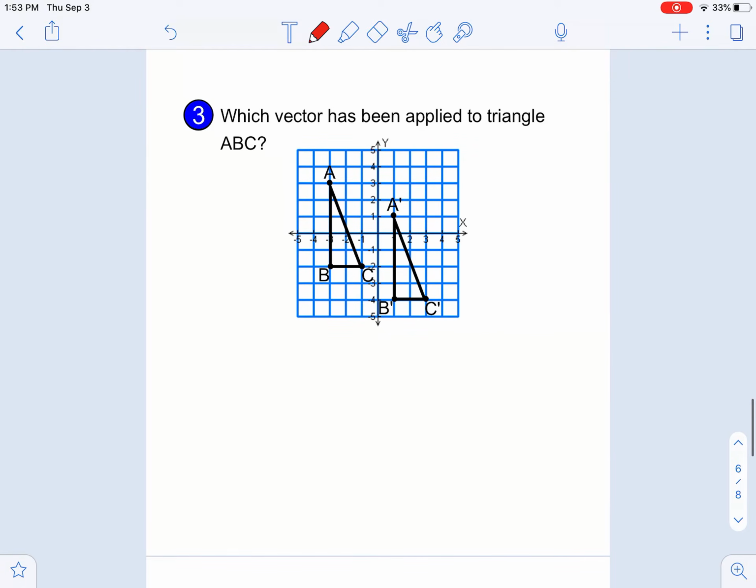Okay. Next one says, which vector has been applied to triangle ABC? So I want to know, how do I get ABC to fall on top of A prime, B prime, C prime? So first off, make sure you locate ABC correctly and not accidentally choose A prime, B prime, C prime. All right, so you really only have to check 1 point to figure this out, but then make sure you're right with the other 2 points.